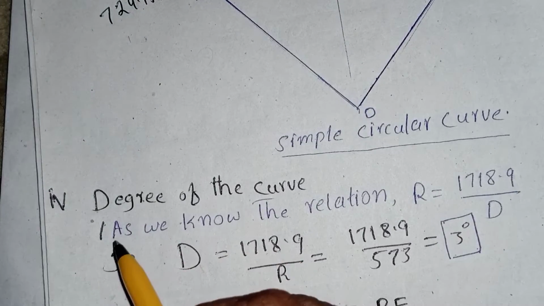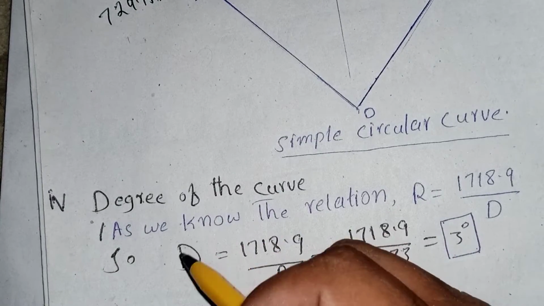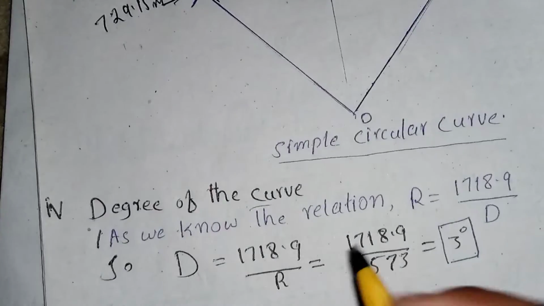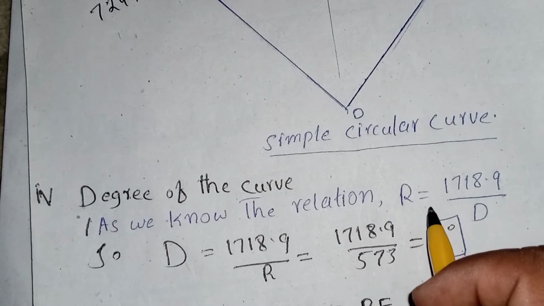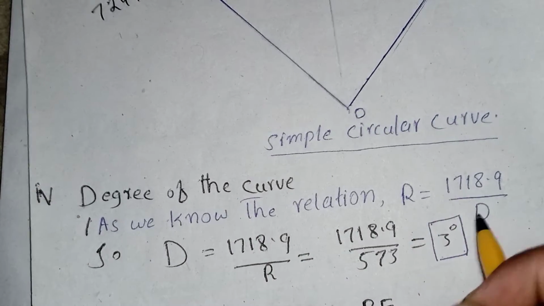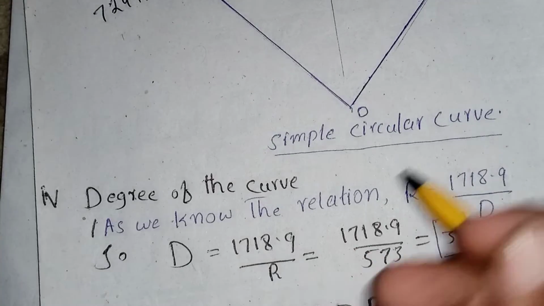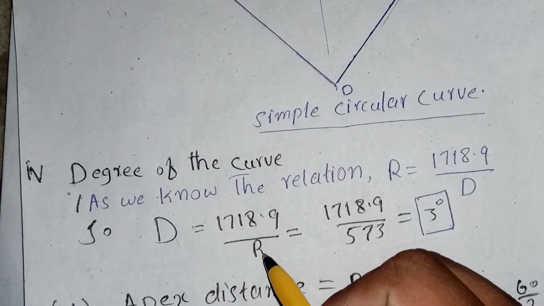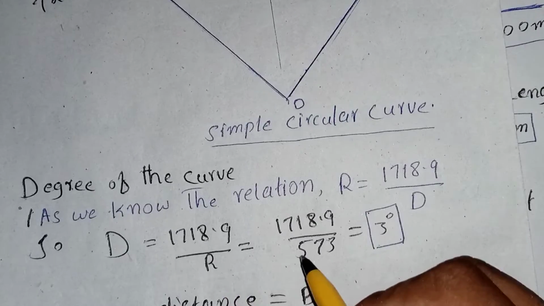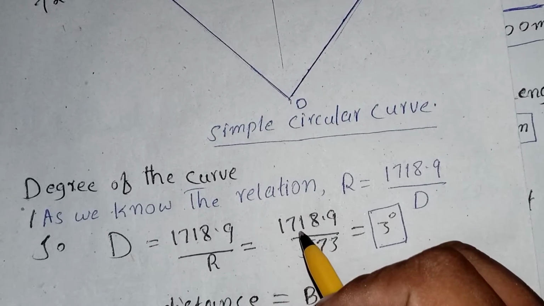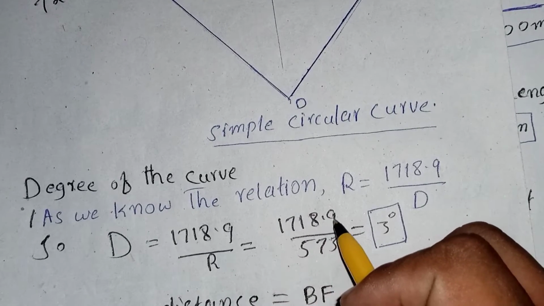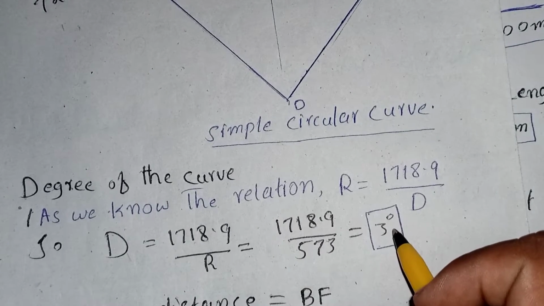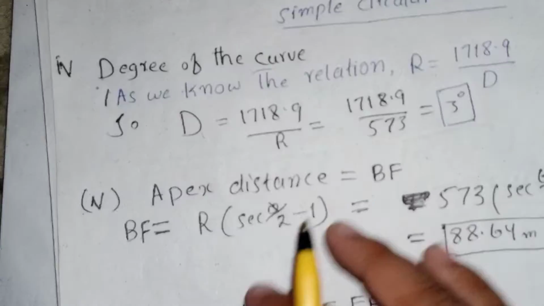The next, sixth, is the degree of the curve. As we found in the previous video, the relation for the radius of curve is r equal to 1718.9 divided by the degree. By this relation, degree is equal to 1718.9 divided by radius. The radius is 573 meters, so 1718.9 divided by 573 is equal to 3 degree. So this curve is called the 3 degree curve.